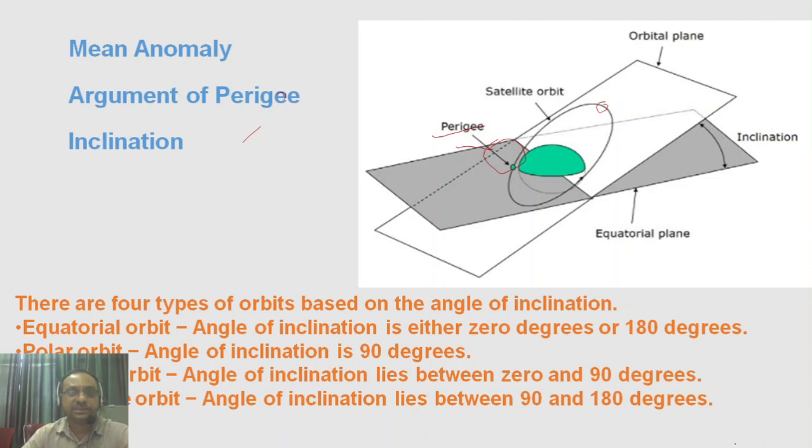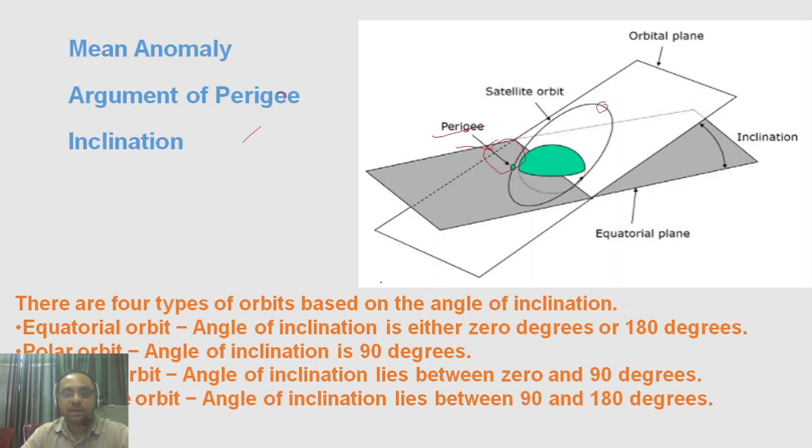Mean anomaly, denoted by M, gives the average value of the angular position of the satellite with reference to perigee. If the orbit is circular, then mean anomaly gives the angular position of the satellite in the orbit. But if the orbit is elliptical, then calculation of the exact position is very difficult. At that time, mean anomaly is used as an intermediate step.